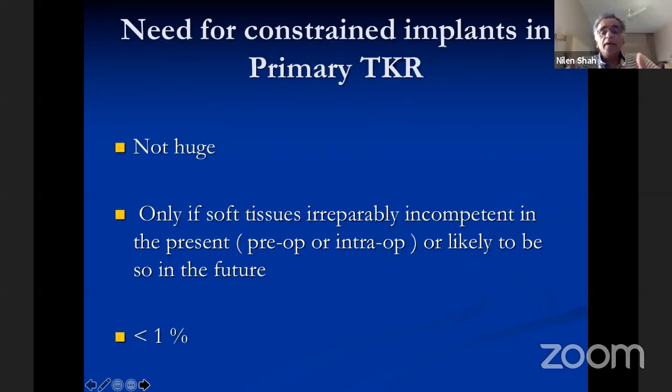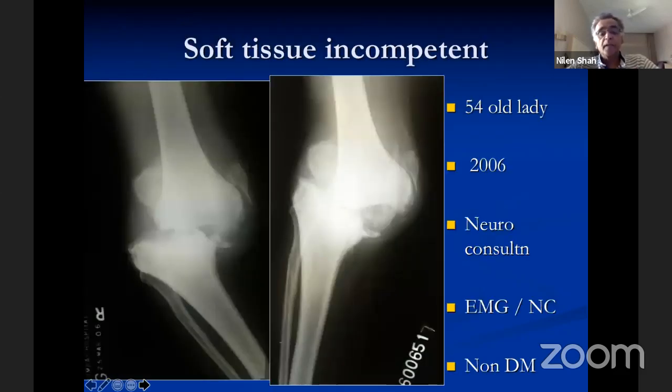So now I have kind of limited myself, because the need for constrained implants in primary total knee, at least in my hands, is not huge. And I would use it only if soft tissues are irreparably incompetent in the present time, preoperatively or intraoperatively. There is a mishap and it appears that the soft tissues have become incompetent, or they are likely to be incompetent in the future. So in my practice, this is less than 1%. I'll share an example that I had done years ago.